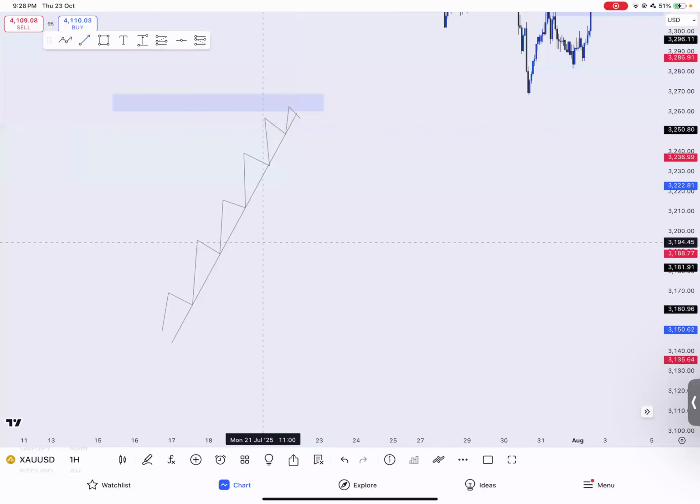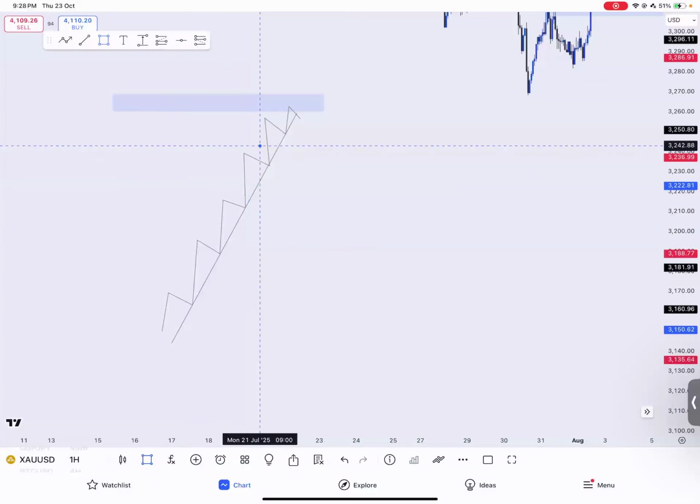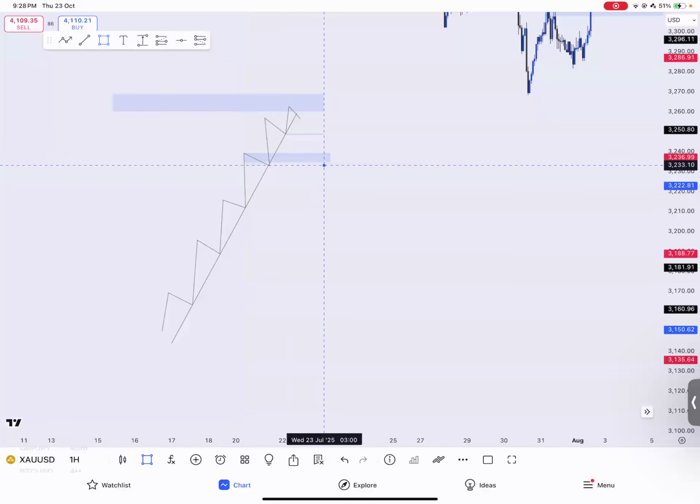The mistake that most people make is them now saying, oh, this is a structure shift or this is a break of structure. Down here is an inducement. So here will be a breaker block. So I'm going to take a buy from here.